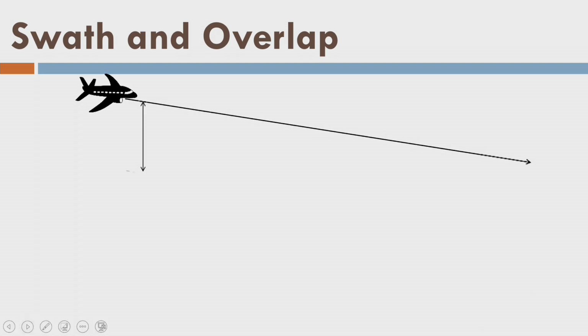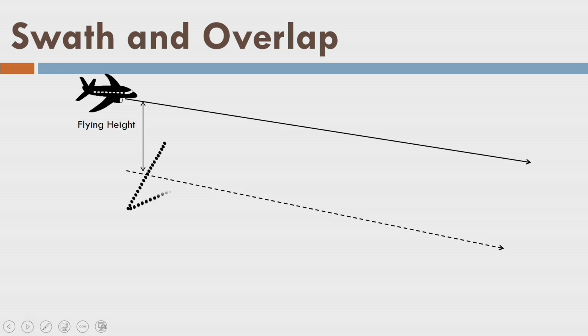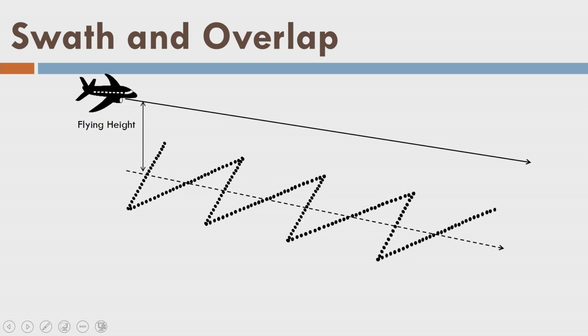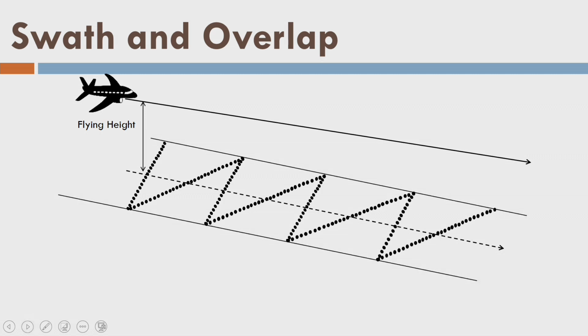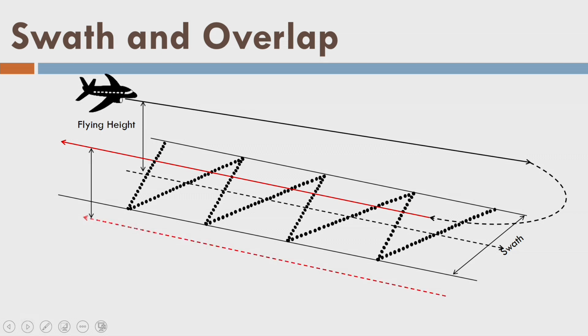Let us say there is a flight line and this is my flying height. Fine, so we have acquired this data. Now the aircraft will turn onto the next line. So this is my swath here. This is the next line here, and this is the flight line, and this is my flight line on the ground surface.